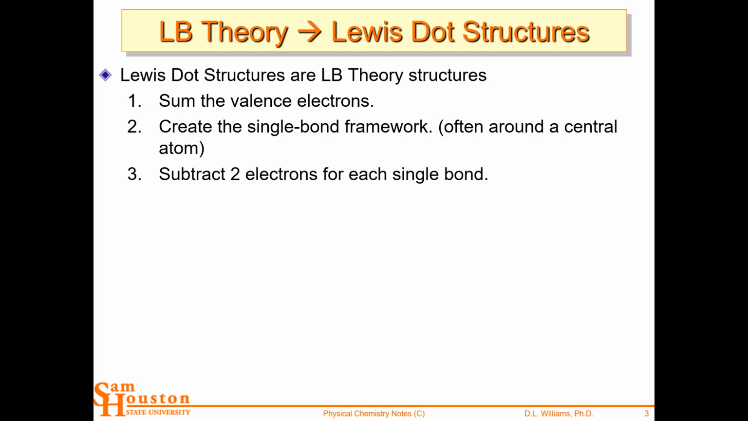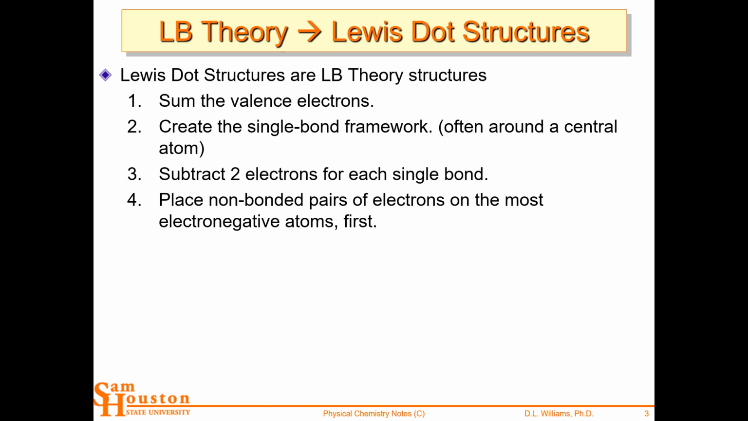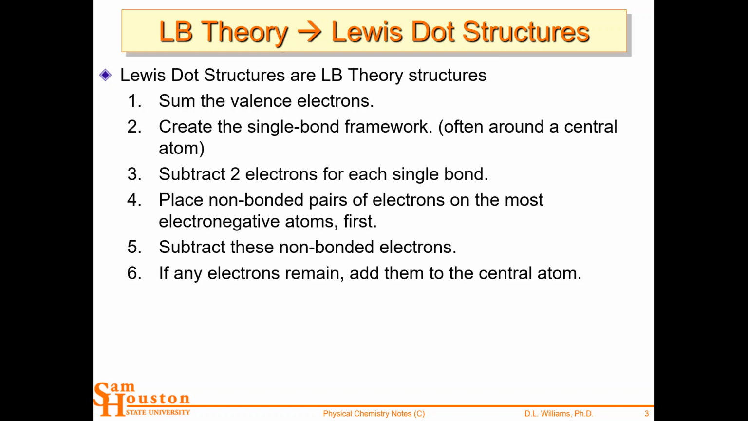And then you subtract 2 electrons from that total for each of the single bonds. And then you place non-bonded pairs on the most electronegative atoms. So if this was PCl5, those chlorines are more electronegative. And so you put the non-bonded electrons on those chlorines and subtract those from the total. And if you have any left, you put them on the central atom. But a lot of times you run out when you put them on those outside atoms. So this should be very familiar with you. And then if you have carbon, nitrogen, oxygen, or fluorine, but most of the time it's just carbon, nitrogen, and oxygen, you form double bonds to make sure that those atoms have an octet.